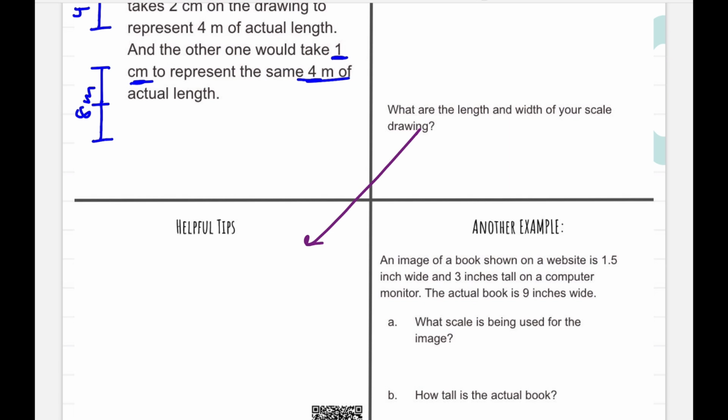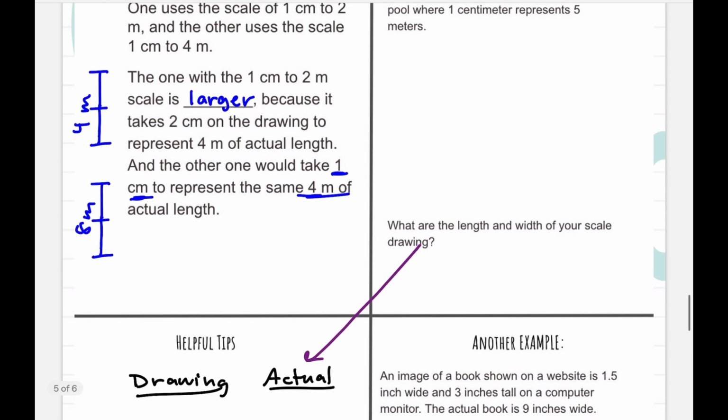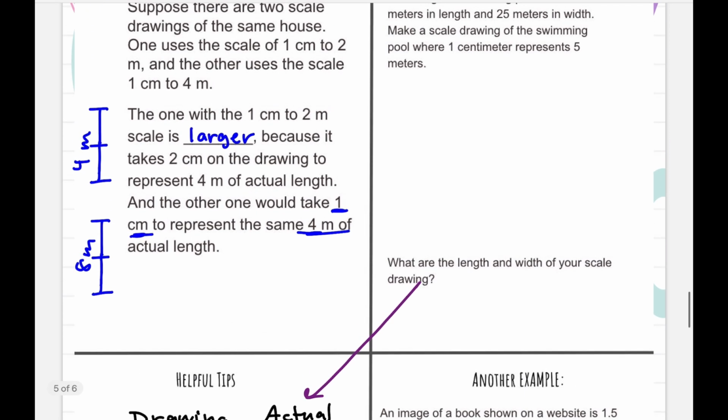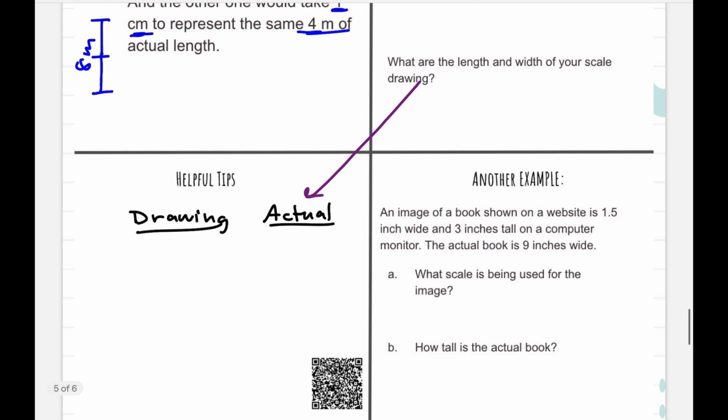My helpful tips are make your 2 columns. Have a section for the drawing measurements and a separate column for the actual measurements. And the first thing we should list is the scale. It says make a scale drawing where 1 centimeter represents 5 meters. So that's going to be the first thing I do. 1 centimeter represents 5 meters. This is the scale.